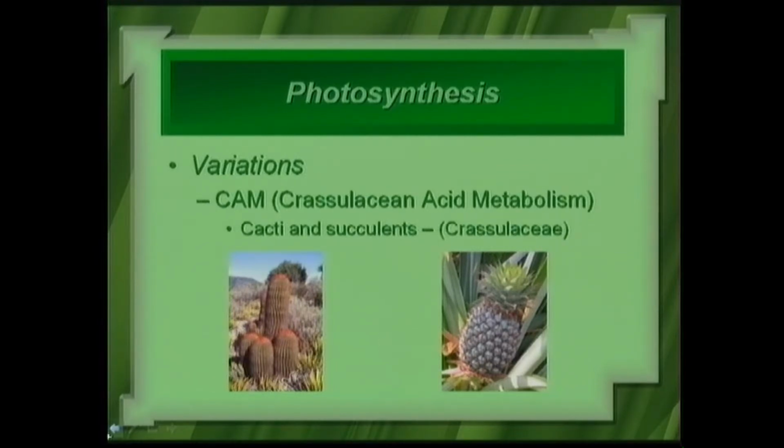These are three different lineages of plants, because cacti are dicots and bromeliads are monocots, amazingly. So they're very different, but this kind of photosynthesis happens in very different kinds of plants. They're not that closely related at all.